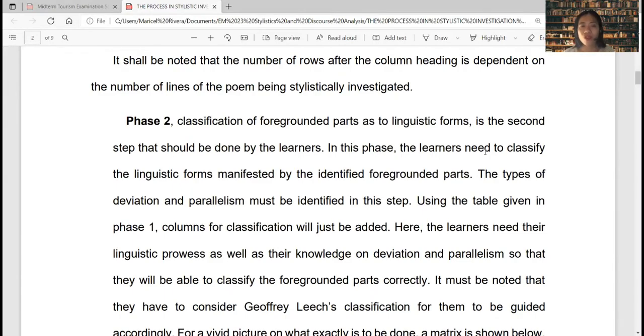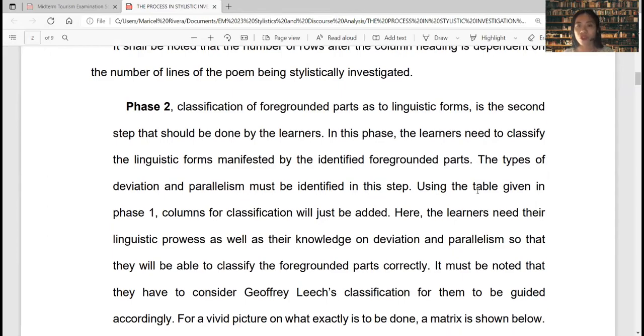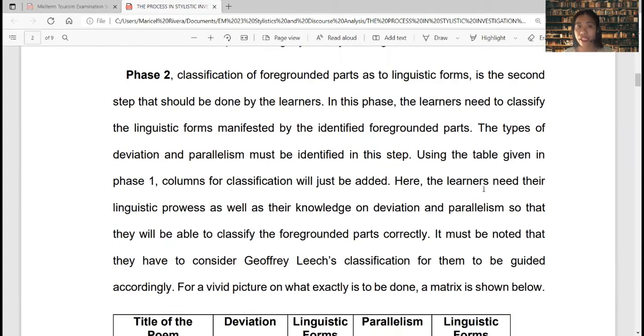So classification of foregrounded parts to linguistic forms is the second step that should be done by the learners. In this phase, the learners actually need to classify the linguistic forms manifested by the identified foregrounded parts. The types of deviation and parallelism must be identified in this step. Using the table given in phase 1, we are going to add columns after deviation and after parallelism.